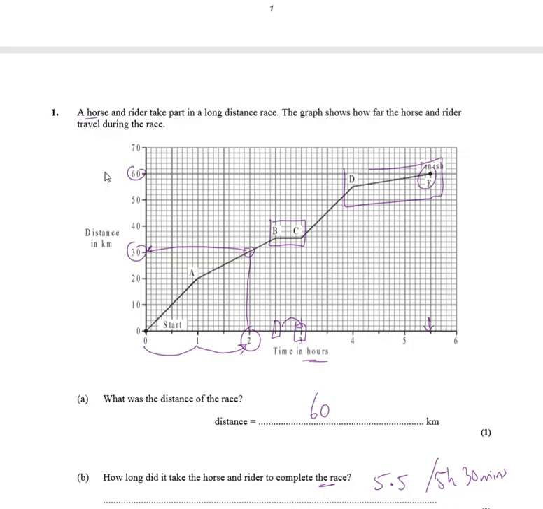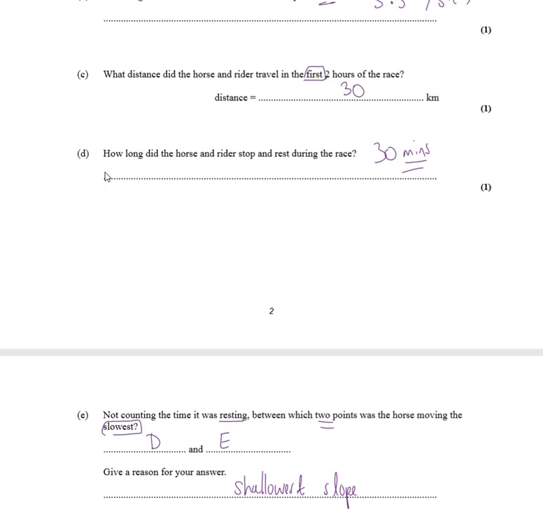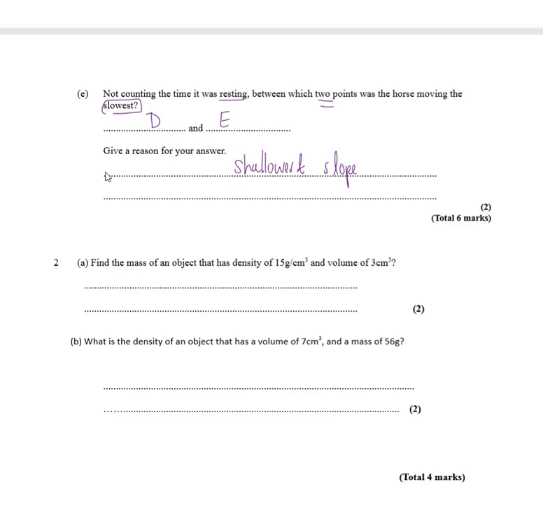Look at that. So look at this slope here. Look at this slope and look at this slope. It has the shallowest slope. Okay, or we can say it has the least steep line part of the graph. Okay. Now it's 2 marks, so you get 1 mark for the correct points, and the last mark you get for the correct reason why.